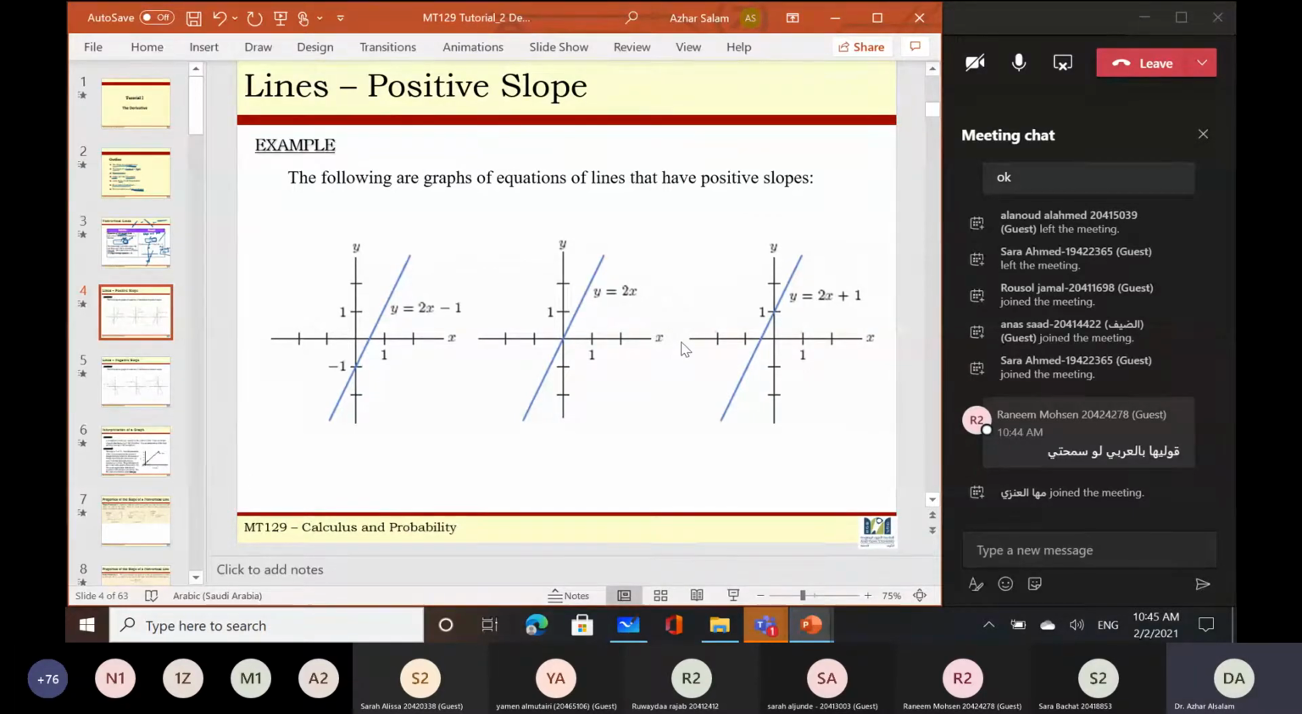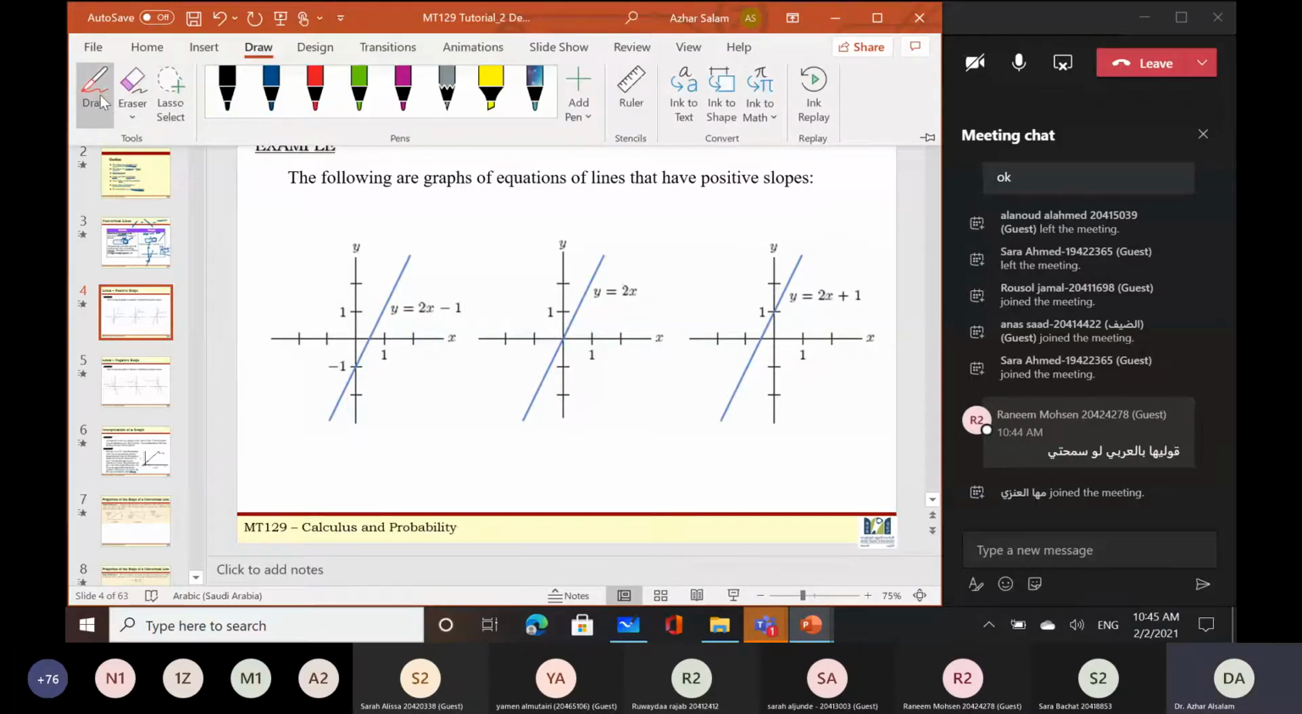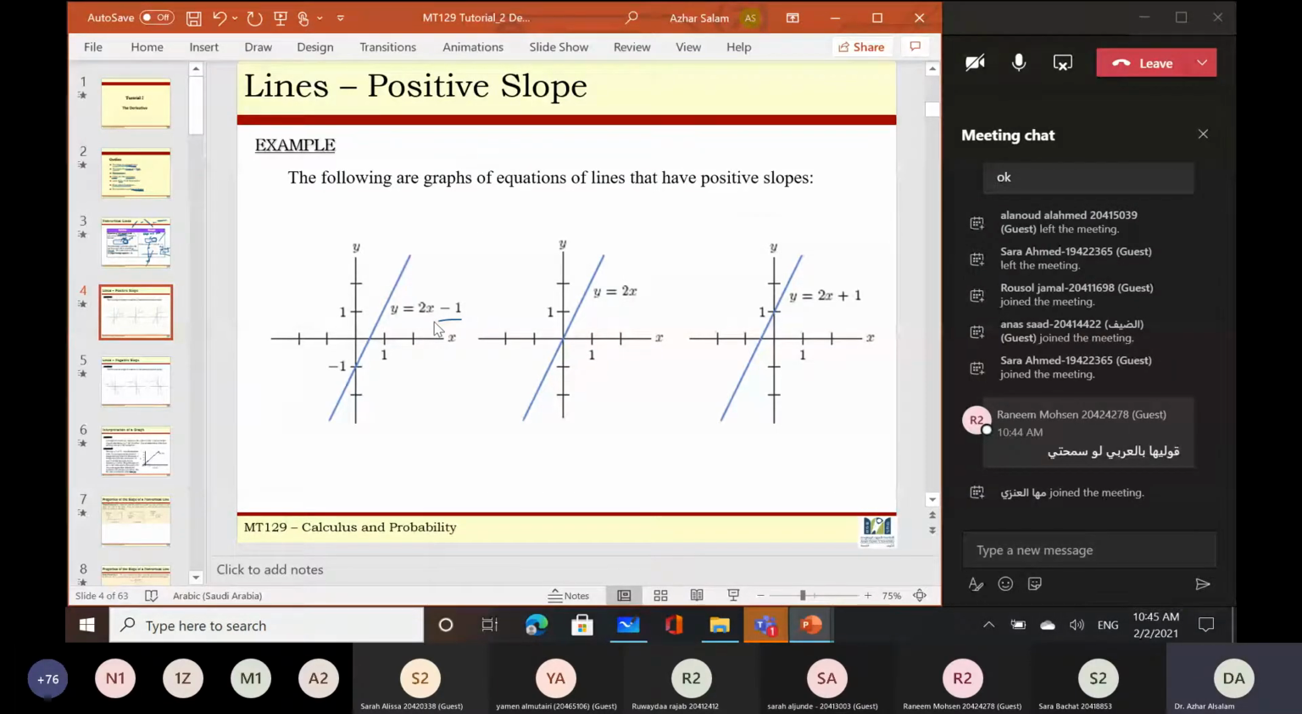This is another example. For example, if I have this equation, 2x minus 1, here I have the slope is 2, which is positive. So the line will be increasing. إذا كان الميل موجب معناته الخط راح يكون تزايدي بهذا الاتجاه. Okay, دالة تزايدية. Also here, all the slopes are 2, so all the lines will be increasing.